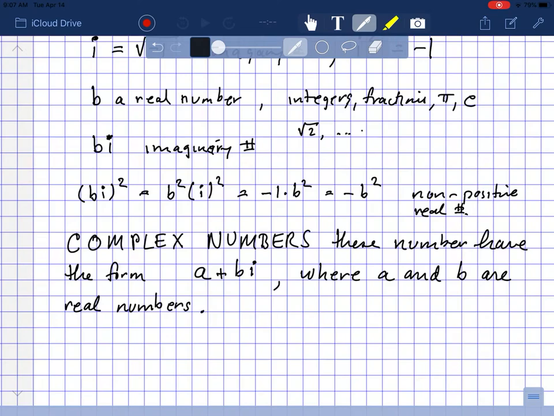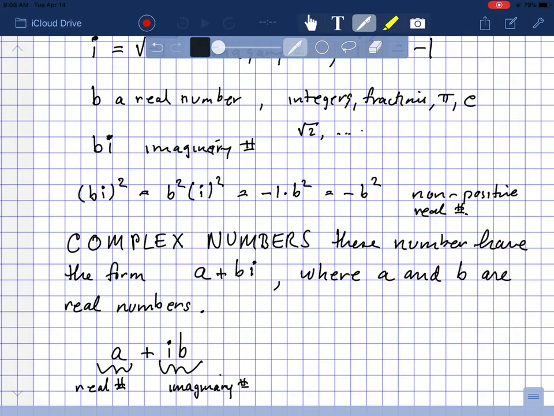Okay, so now let's look at this a little bit. a plus i times b. Here I wrote b times i. I can write it b times i or i times b. It doesn't really matter. This number sitting here, this is a real number. And the number sitting over here, this is an imaginary number. Okay?